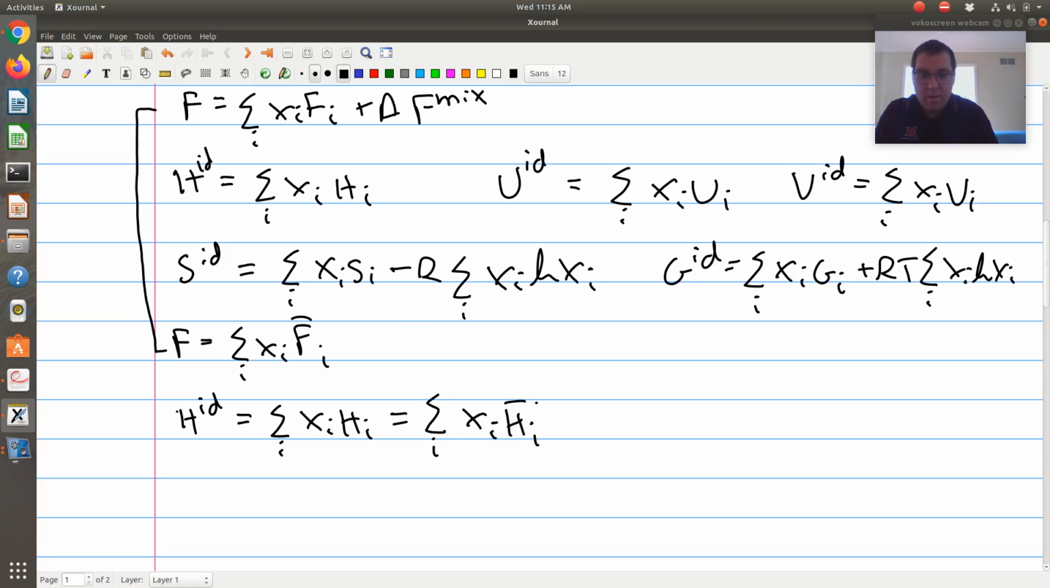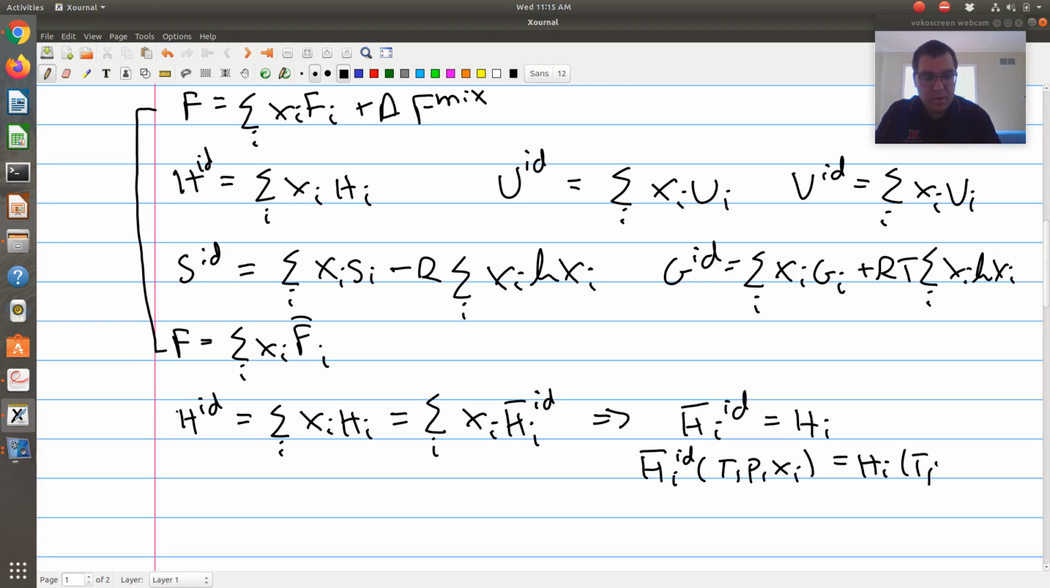Okay, and we'll put a superscript ideal on there for our ideal solution. So it follows then that for these to be equivalent, my partial molar enthalpy of component i in an ideal solution is just equal to its pure component value at the same T and P. And to write my functional dependencies again, this would be a function of T, P, and x_i, and H_i is a function of T and P.